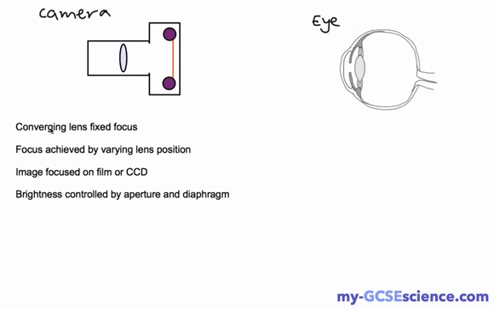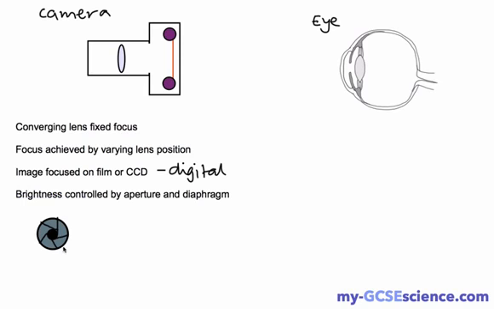We've got a converging lens with a fixed focus, so our lens can't change shape and it can't change the way it focuses the light rays, but we can change the focus by varying the lens position, so it can be moved slightly forwards or backwards, and that will help to focus our image sharply onto the back there. The image is usually focused on a film, but nowadays more so with digital cameras on what we call a CCD. That's more for digital cameras. We came across this when we were talking about producing X-rays as well. And the brightness is controlled by the aperture and the diaphragm.